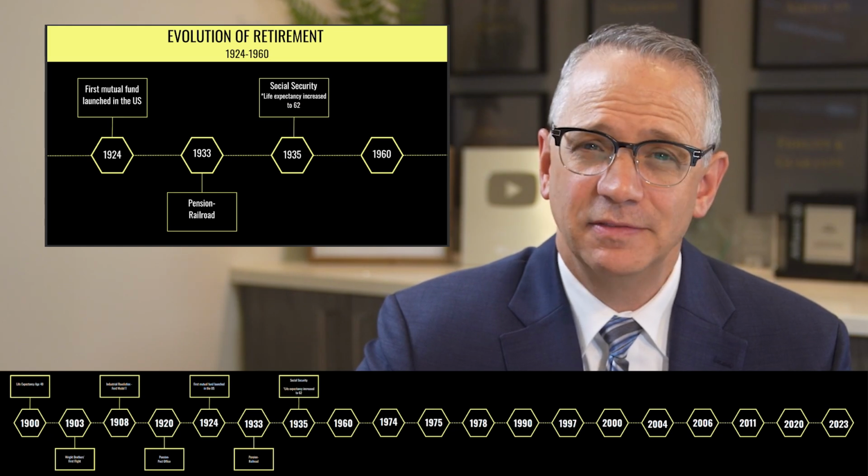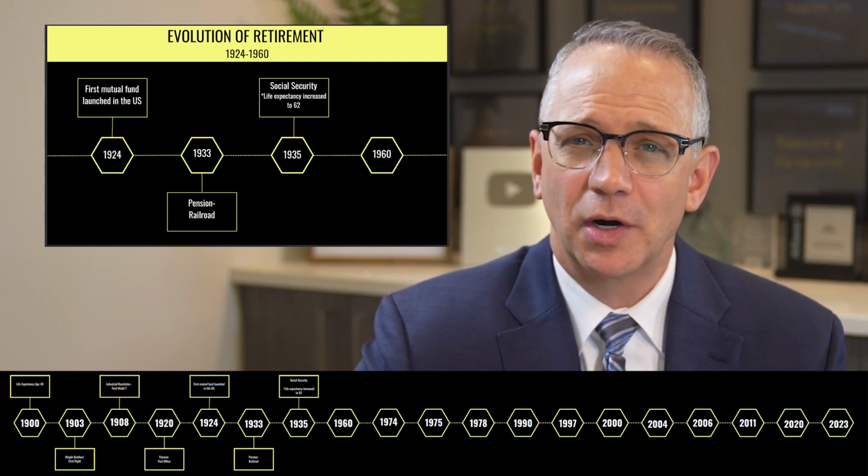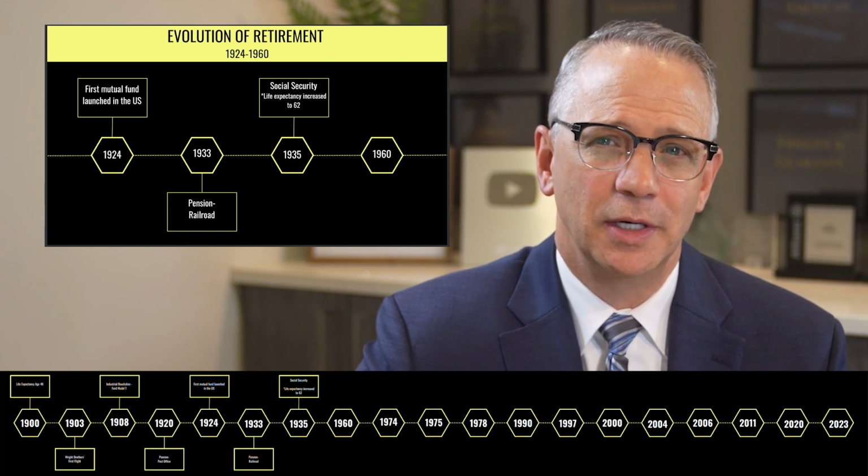By 1935 is when Social Security was established. And part of the reason why it was established at that point was because life expectancy had increased significantly. So in 1935, life expectancy had gone from 49 years in 1900 all the way up to 62 years. And so this was in the news. This was like, hey, we're living longer. And so there started to be more concern about the aging population. And that was kind of the foundation of Social Security.